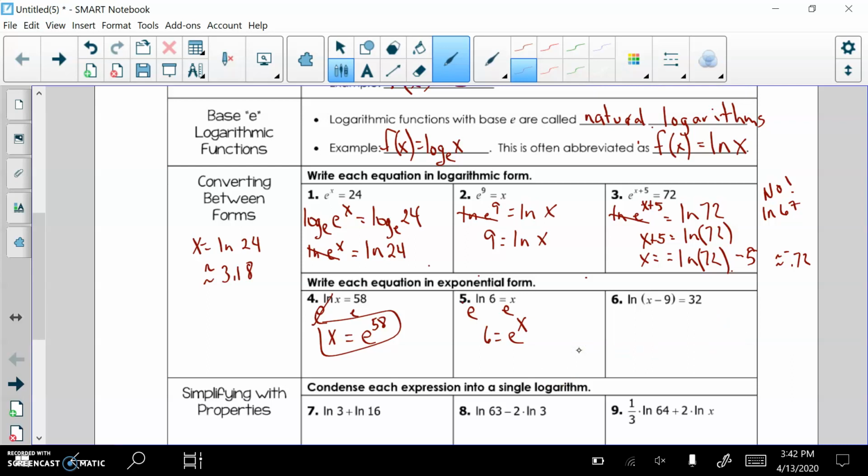Over here, e to the natural log of x minus 9 equals e to the 32nd power. So x minus 9 is equal to e to the 32nd. We're only rewriting these: e to the 32nd, then plus 9, sorry, plus 9, because we add 9 to both sides.